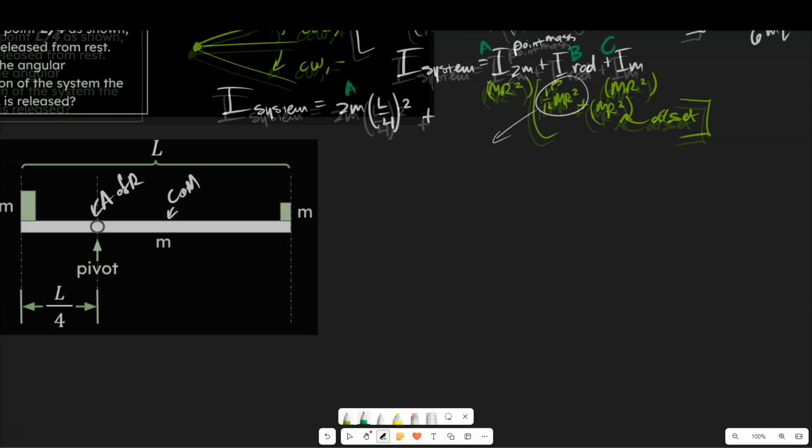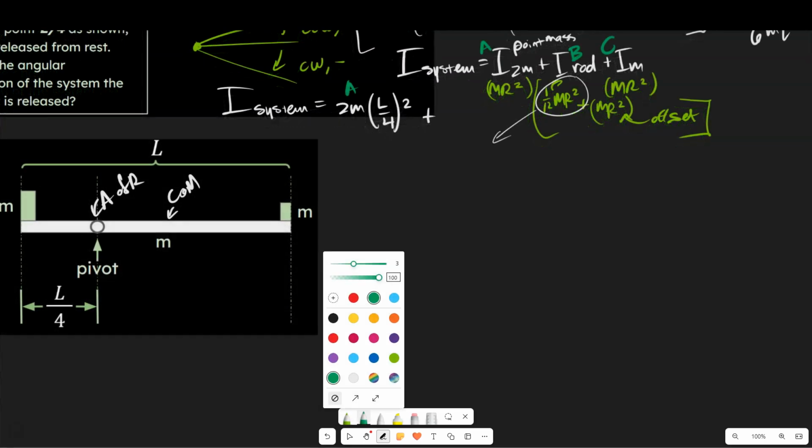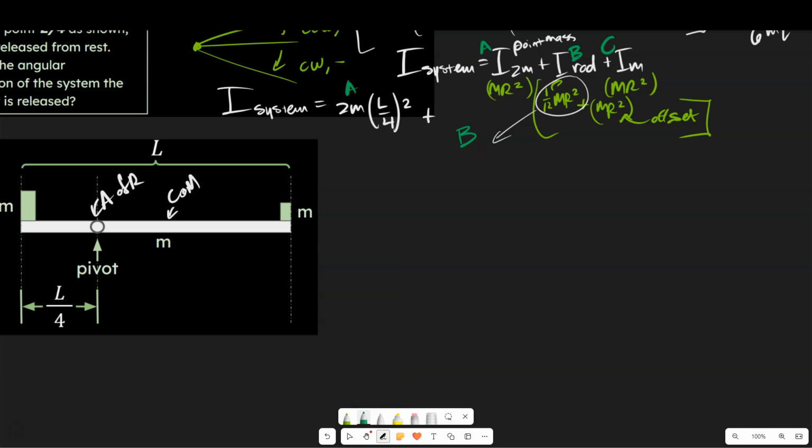Okay, so we got our A component down. Let's talk about our B components here. What is our B term going to be in this situation? The B term is going to be 1/12 ml squared. That's just the moment of inertia for a rod. But then we also have to do this offset component, which is mr squared.